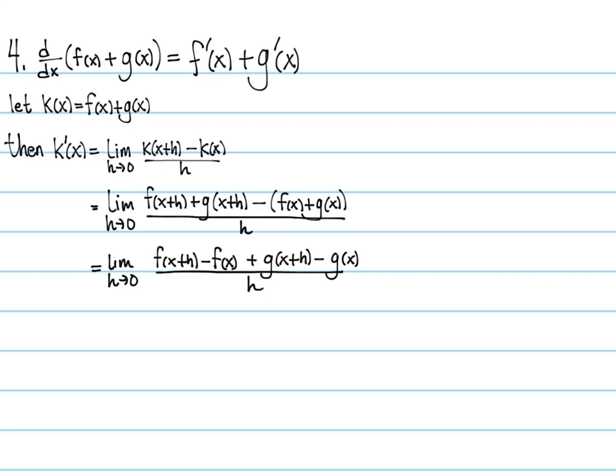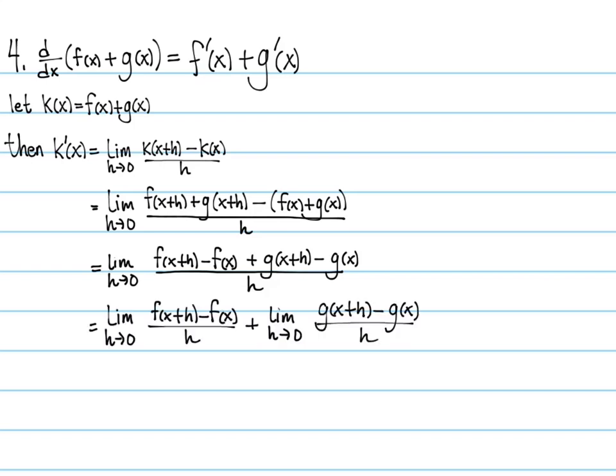And if we rearrange it and move f of x next to f of x and g of x next to g of x, we get f of x plus h minus f of x plus g of x plus h minus g of x. And then we can break this up into the following two limits. And each of those is a derivative. The one on the left is the derivative of f of x, and the one on the right is the derivative of g of x. And so we get f prime of x plus g prime of x. We were able to do this because we know that the limit of the sum of two functions is the sum of the limits as long as both of them exist.